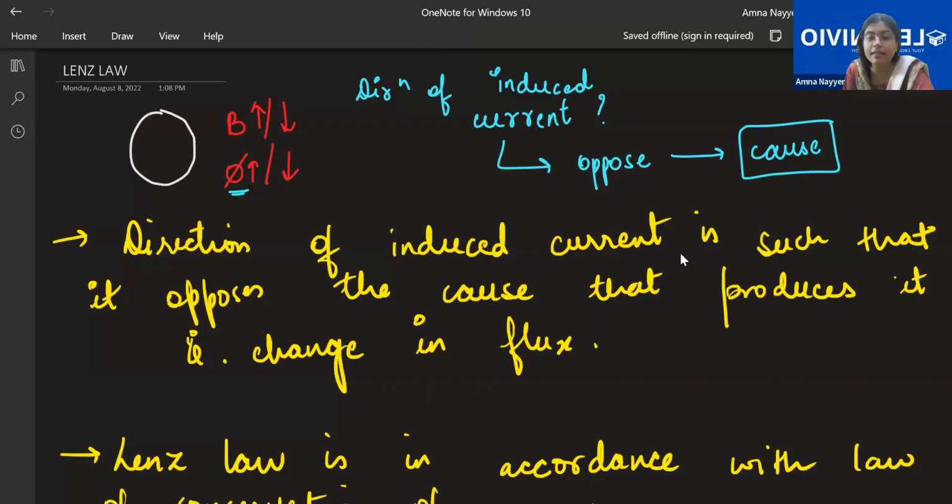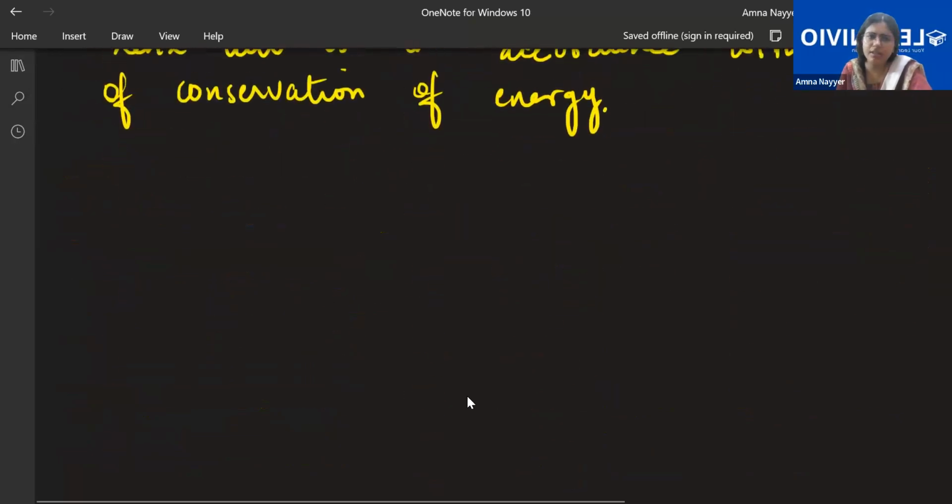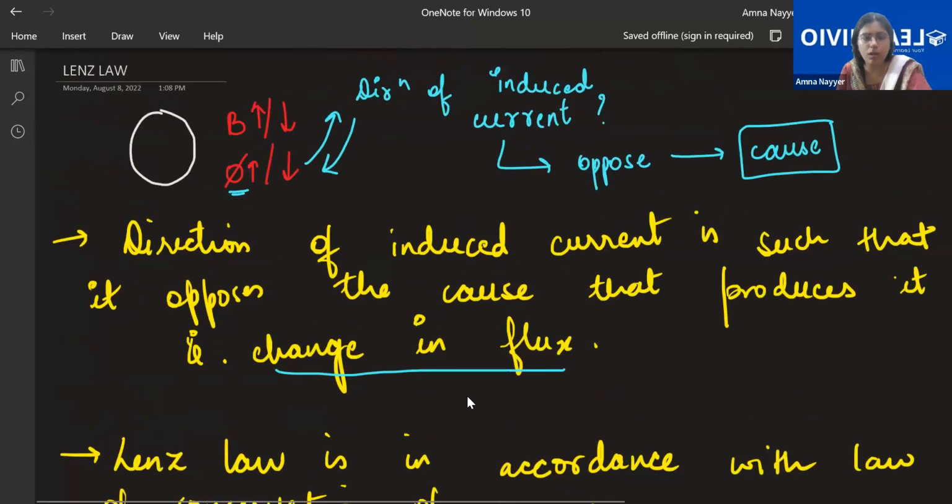Okay, that is the change in flux. Mostly you will have the change in flux only. The change in flux is causing the induced current. Induced current will try to oppose it only. Whatever produced it, it will oppose it. Its direction will be in such a manner. Lenz law is in accordance with the law of conservation of energy. Do one thing, write down the law, this part. I'll give you examples, then you will understand it better. Okay, write it first, make the heading Lenz law.